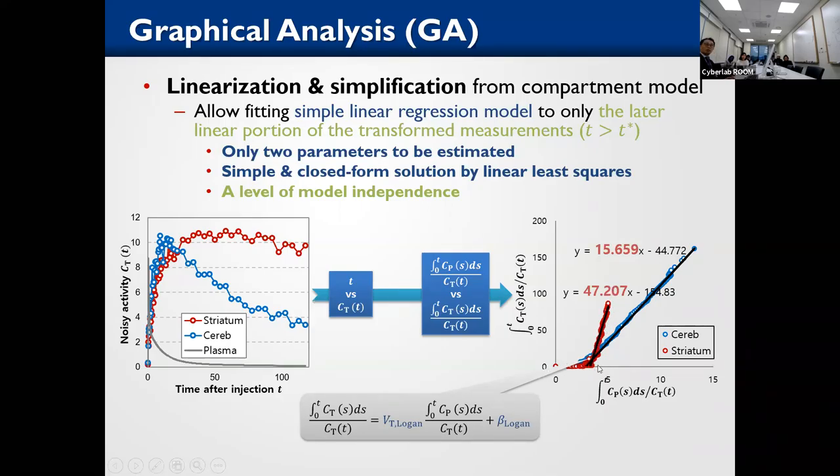It may be different for each tracer. For very fast kinetic tracers, they look like straight lines very quickly. Usually, if there is no target region, the transformed line looks like a straight line all the way. And if the TAC has some level of receptor region or target region, it will look like first curves, and then after some time point, they will appear as straight lines.